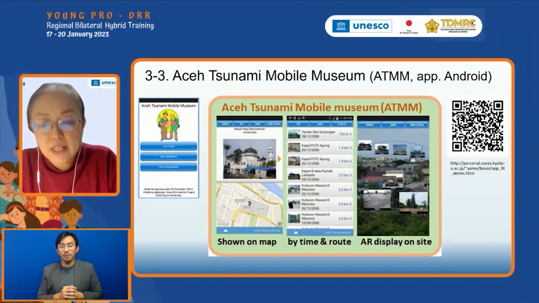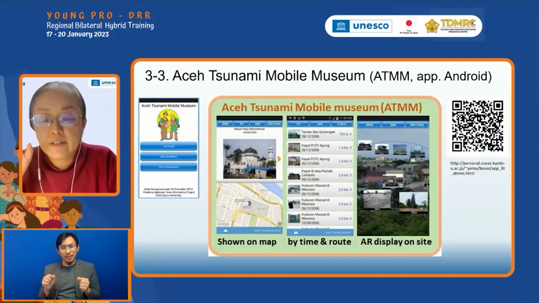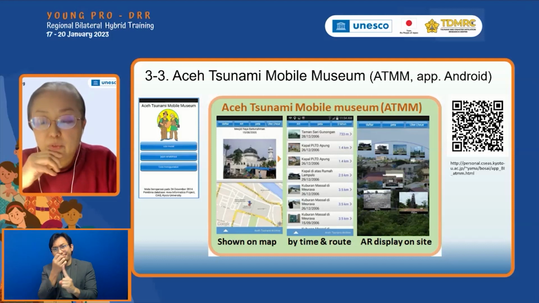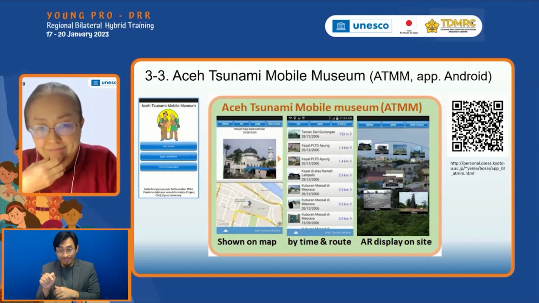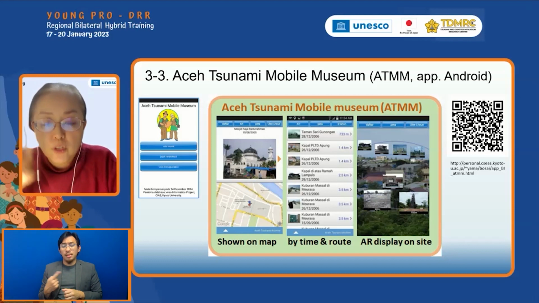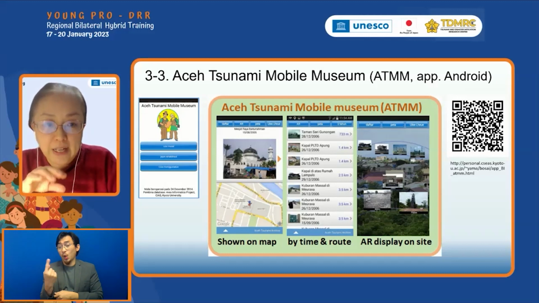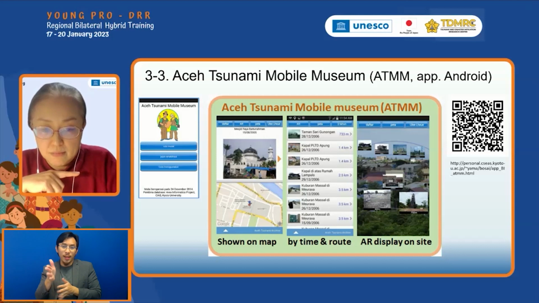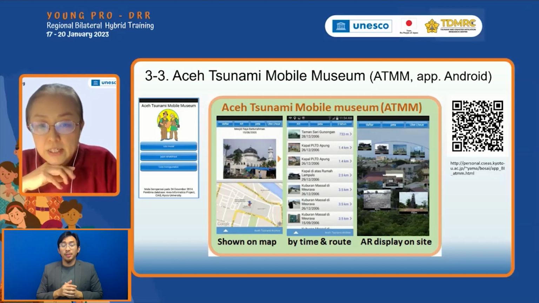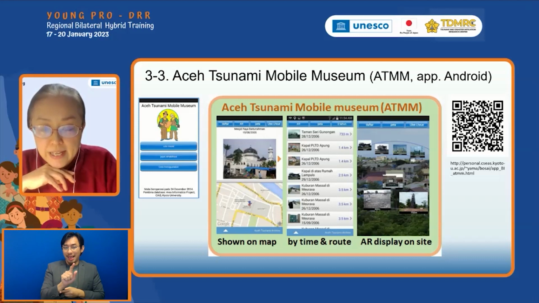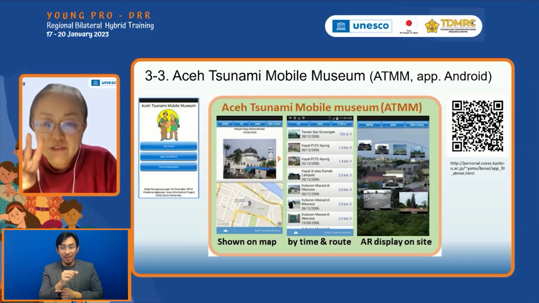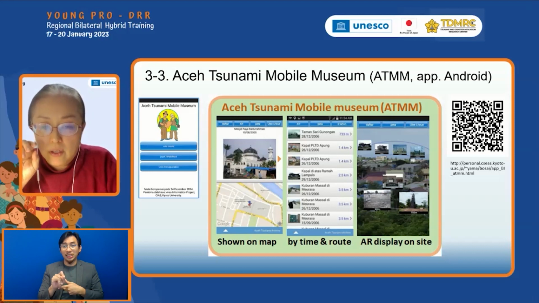So how can this type of activity, I mean a catch and release activity, be achieved for post-disaster material? We have developed two applications. One is Aceh Tsunami Mobile Museum, and the other one is Memory Hand. I explained it in the last session. Aceh Tsunami Mobile Museum, or ATMM, has mainly three functions. Information shown on a map that can be sorted by time and route, and AR display on site.